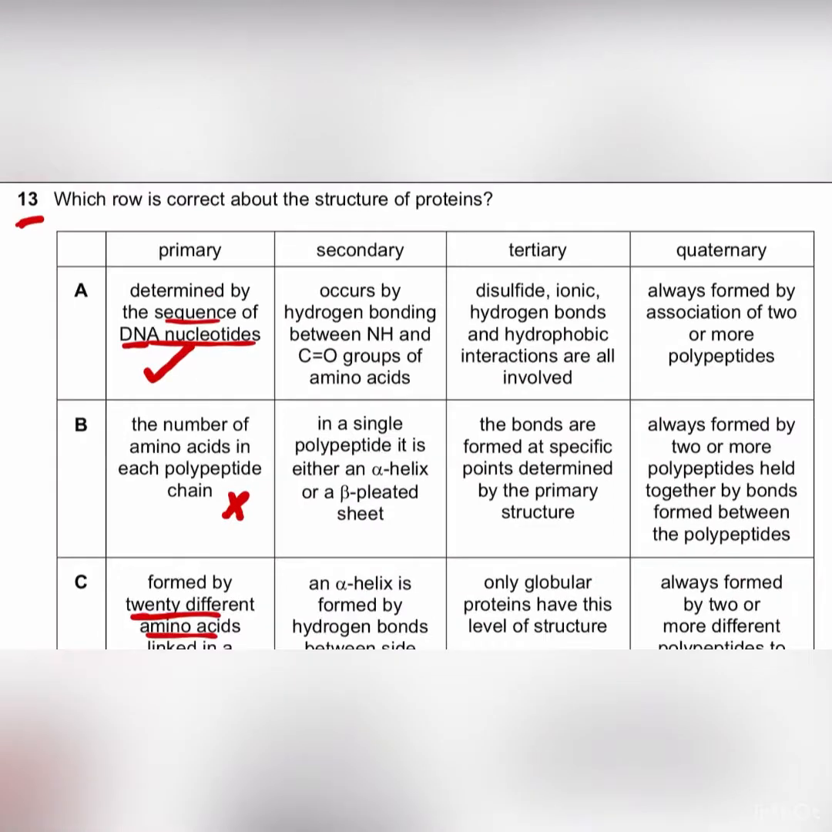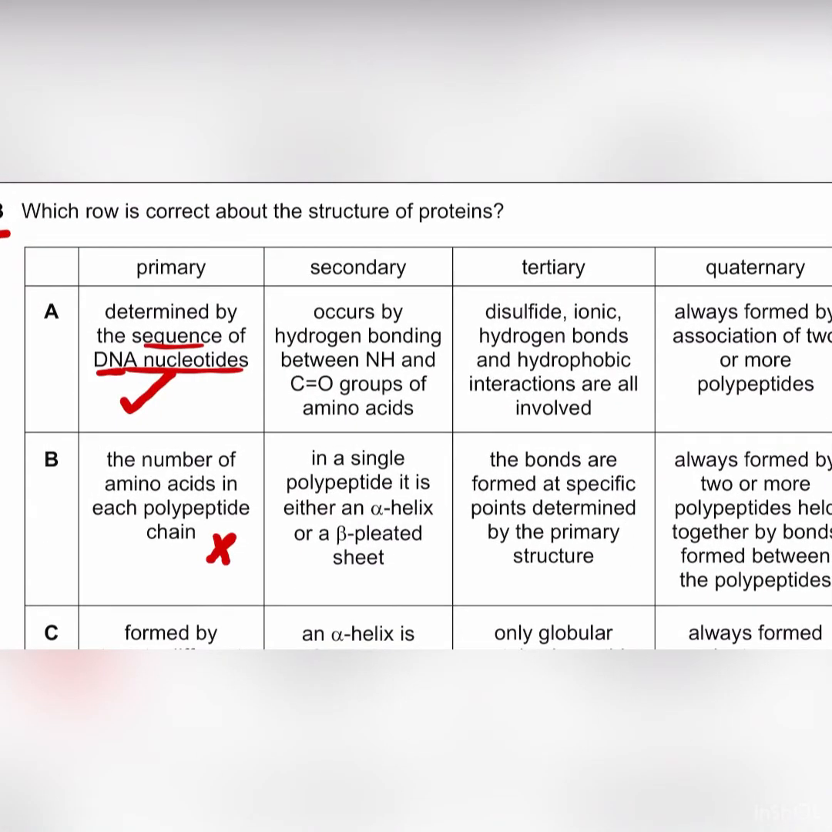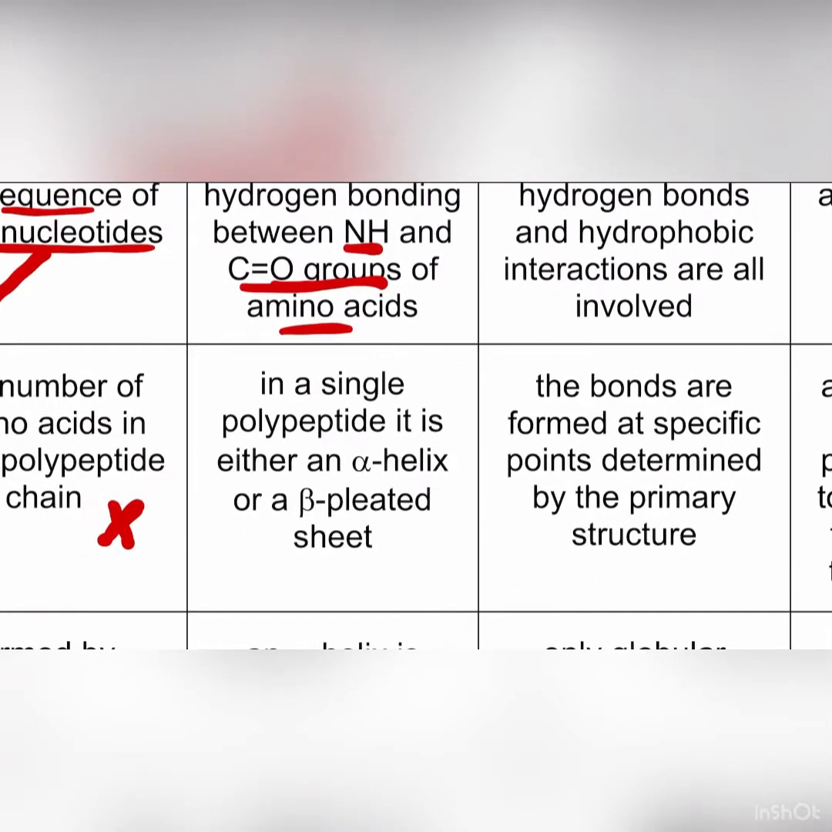Okay, let's look at the secondary. Occurs by hydrogen bonding between NH and CO groups of amino acids. This is very true. As you all know, the secondary structure could be alpha helix, could be beta pleated sheets, and these are formed due to hydrogen bonding between CO groups and NH groups of amino acids. In a single polypeptide, it is either an alpha helix or a beta pleated sheet. This is true.